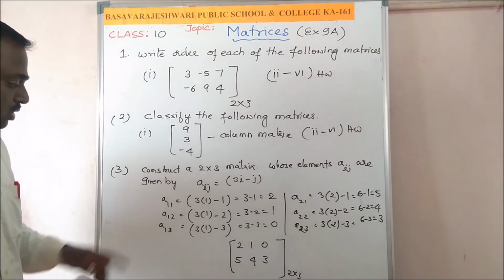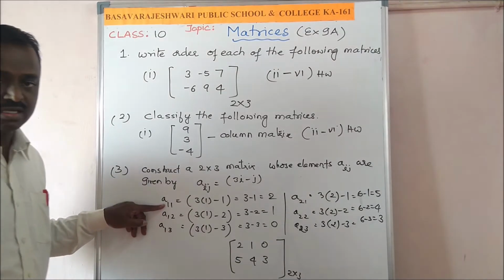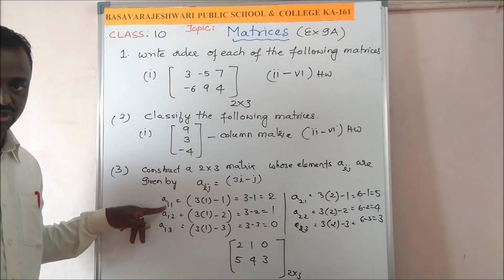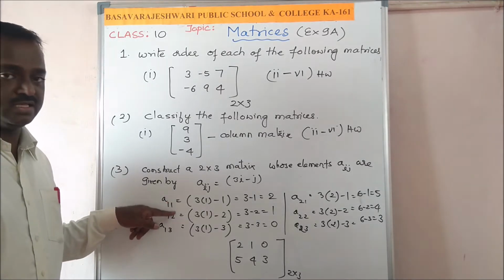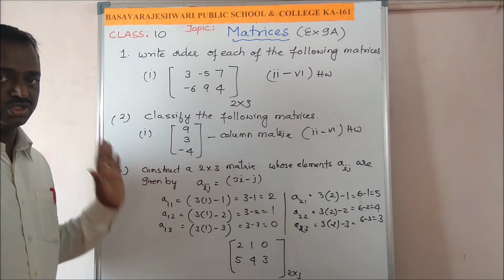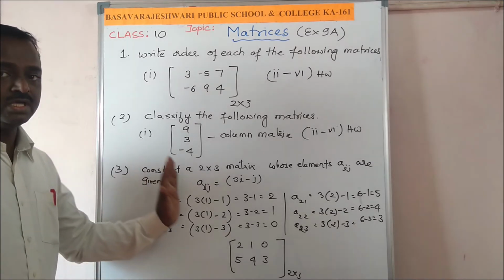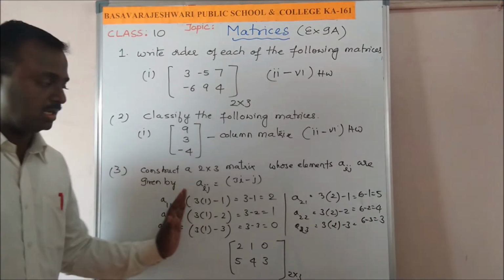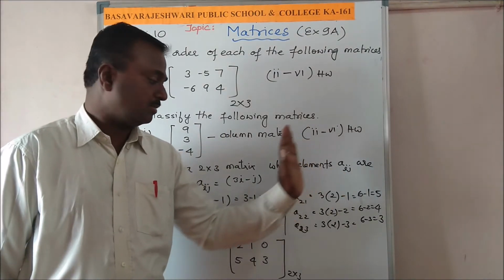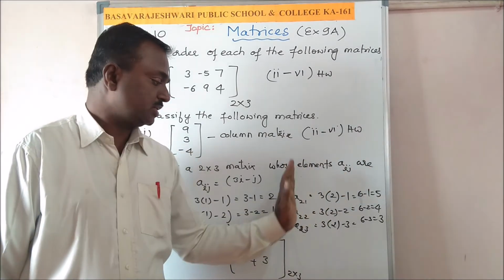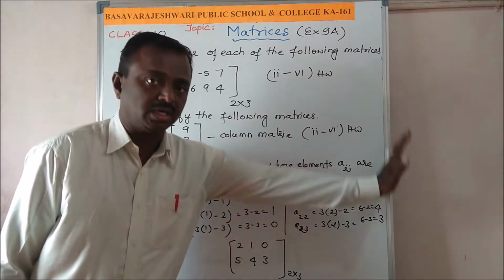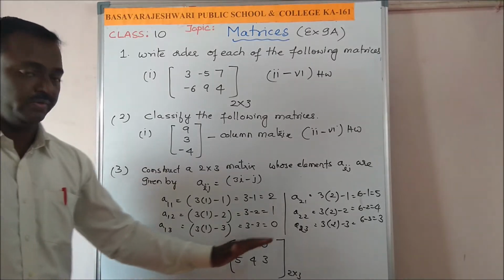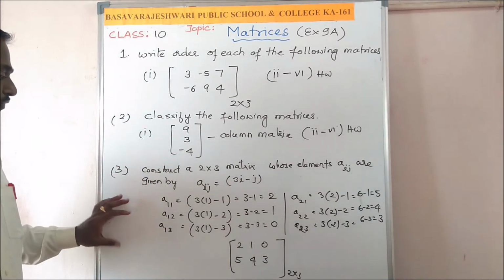So I told you what the numbers symbolize. The first number symbolizes the row and the second number symbolizes the column. First row, first column. First row, second column. First row, third column. Second row, first column. Second row, second column. Second row, third column. So what elements are situated there? Like this, we have to find out.